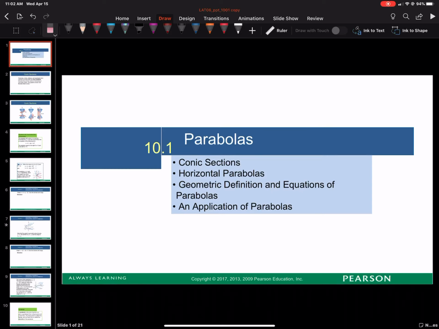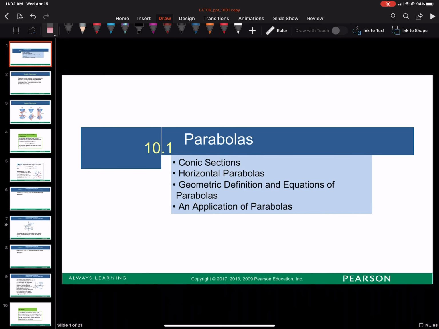Hello class, today we'll be talking about chapter 10. First, we'll be looking at 10.1, which is going to talk about parabolas. We're going to deal with conic sections. We're going to do horizontal parabolas. We're going to do geometric definition and equations of parabolas. And we're going to look at some applications of parabolas.